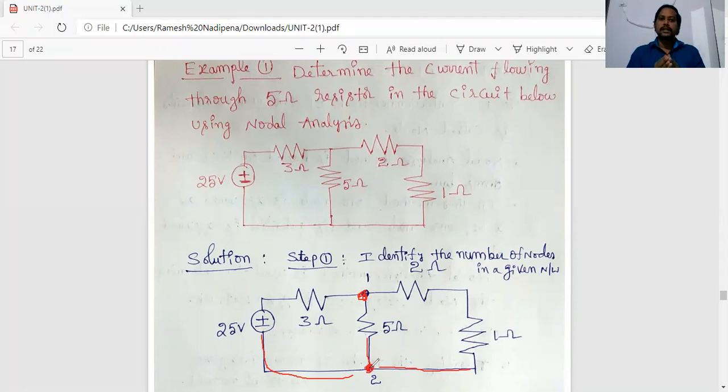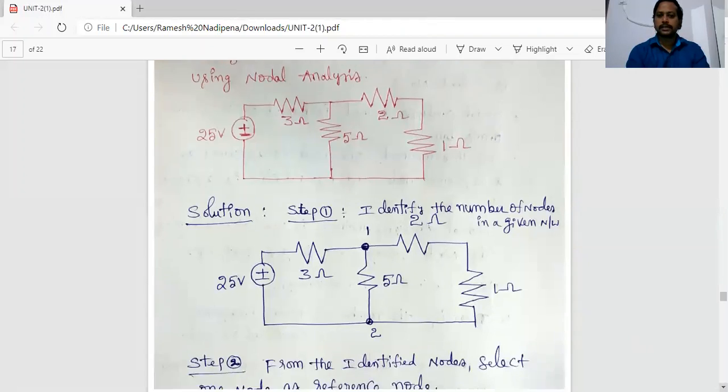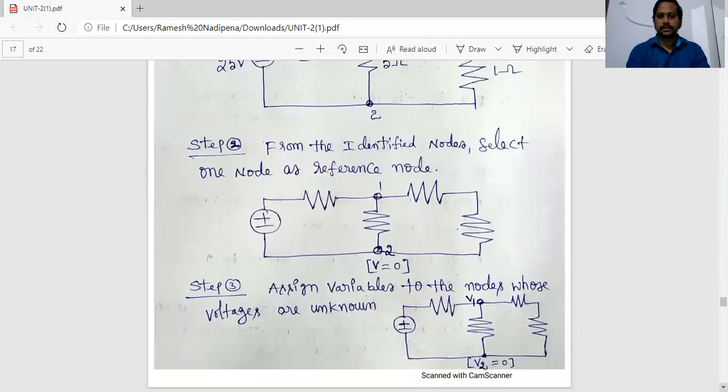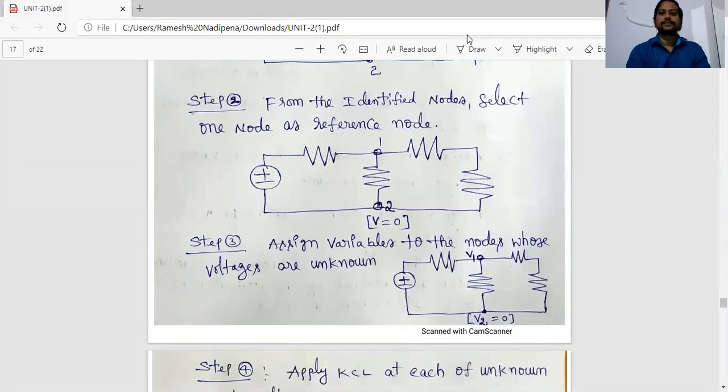What is step number 1? Identify the number of nodes in a given electrical network. So this is step 1. Let us see step number 2. I'm explaining very slowly.